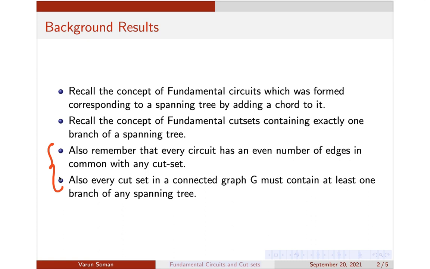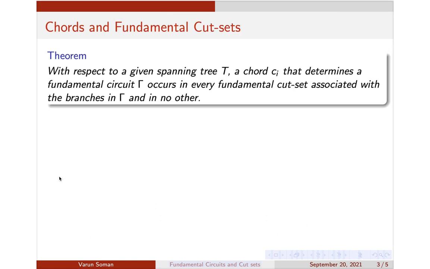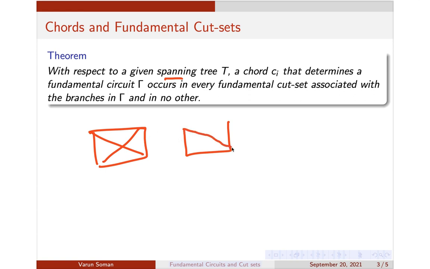Now let us come to the main theorem. It is a very simple thing, basically just using these concepts to derive the theorem. This is the statement, please go through it. Suppose we have a graph with respect to a given spanning tree. Suppose you have a graph like this, and this is your spanning tree. Then a chord Ci determines the fundamental circuit. So this is the chord Ci, suppose this is a chord here.